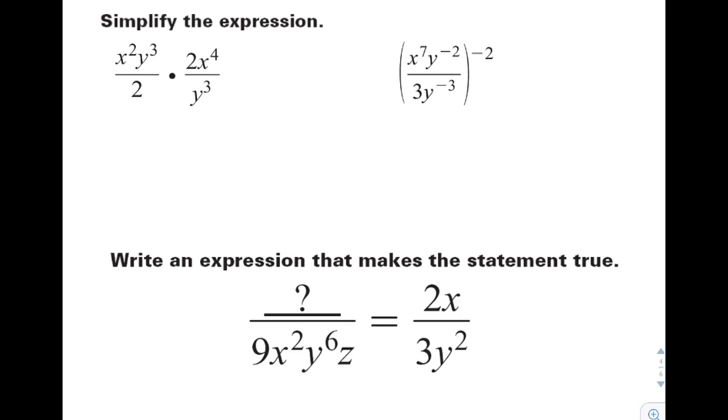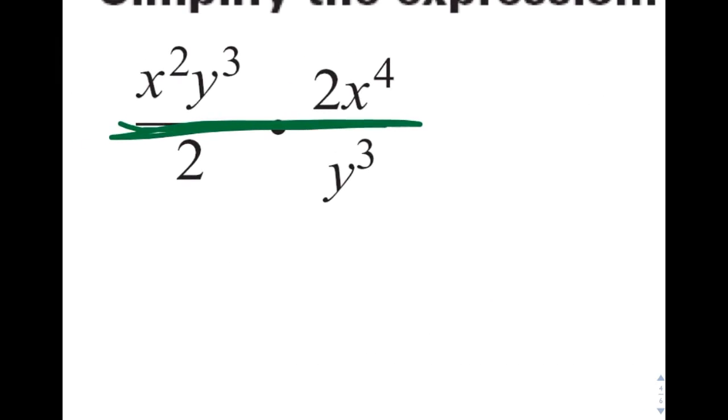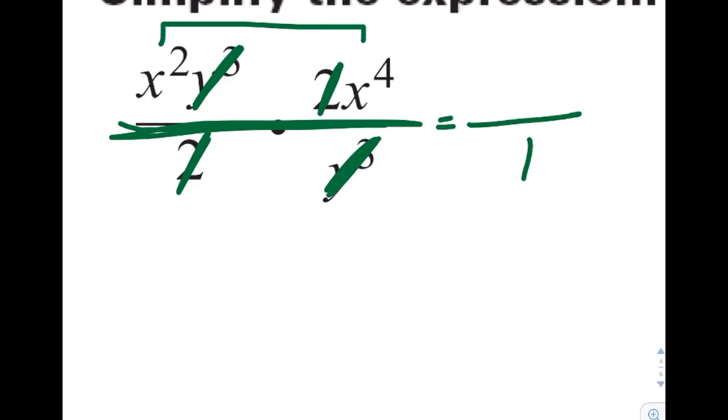The first thing that I would do is cancel anything you can cancel right away. When you're multiplying a fraction, you can kind of write it all as 1 across here. And we have a y to the 3rd on the bottom, a y to the 3rd on top, and those are going to cancel out. We also have a 2 and a 2. So in the denominator, we just have a 1. Often you wouldn't have to write that. In the numerator, we have an x squared times an x to the 4th, x to the 6th. And so I would write our final answer as x to the 6th.